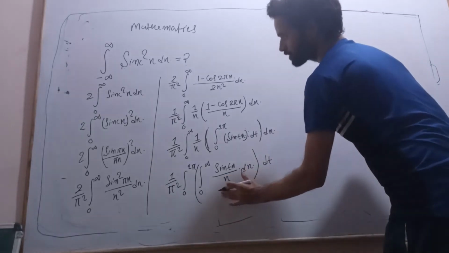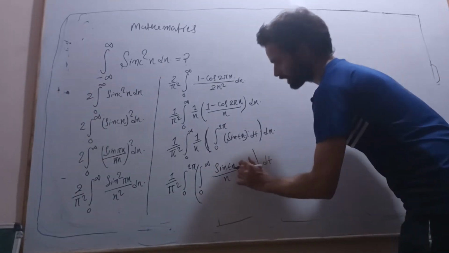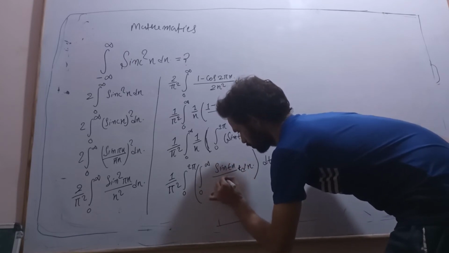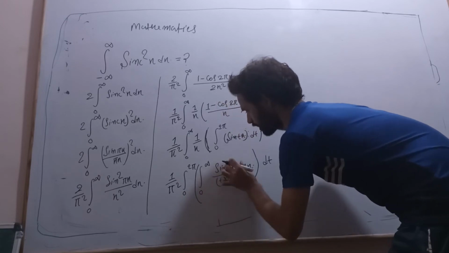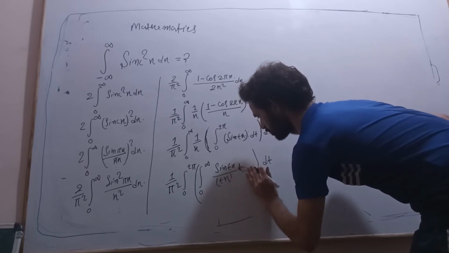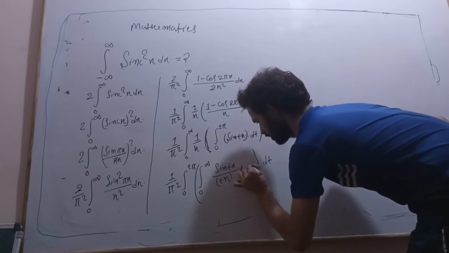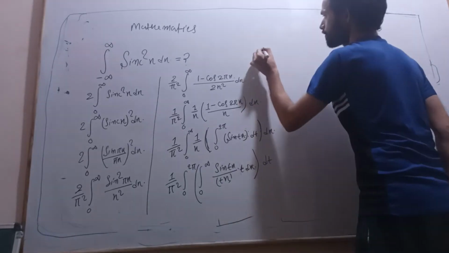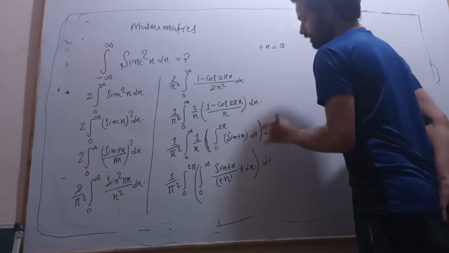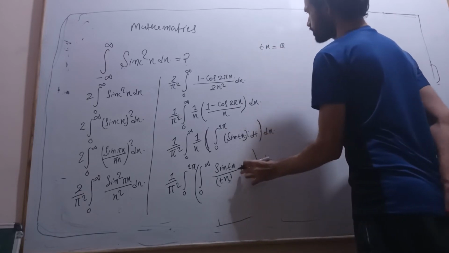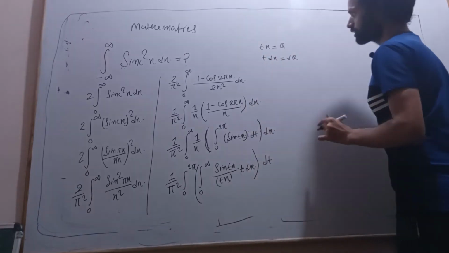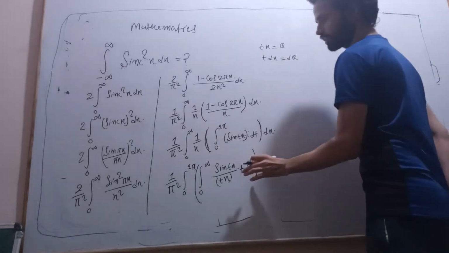Now see here, 1 by pi square. Sin tx, just multiply and divide this by t. This is sin tx by tx into t dx, so it is t dx. Now just put tx is equal to theta. Then t dx is equal to d theta.